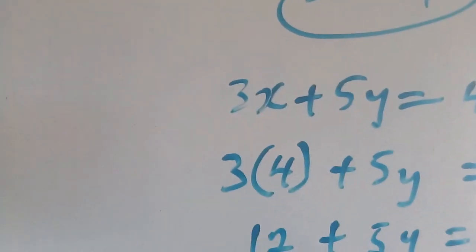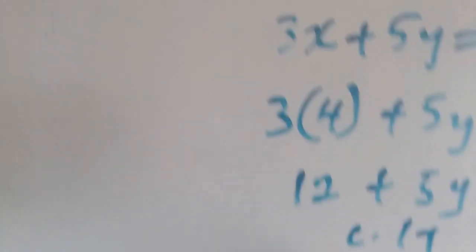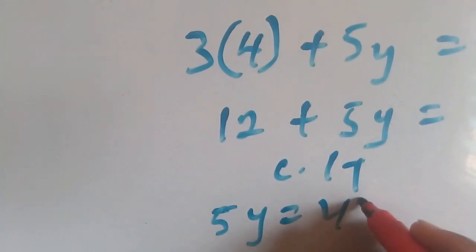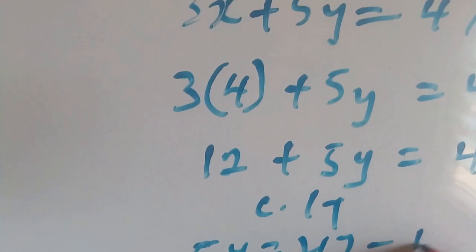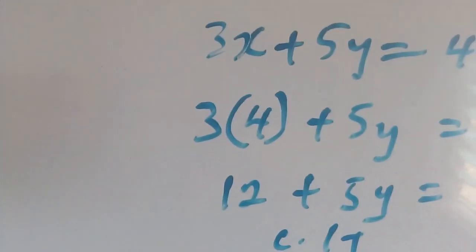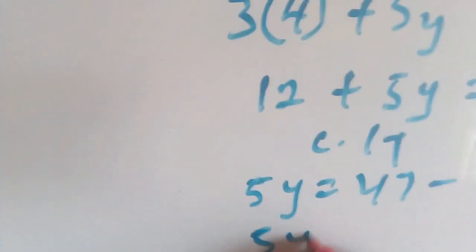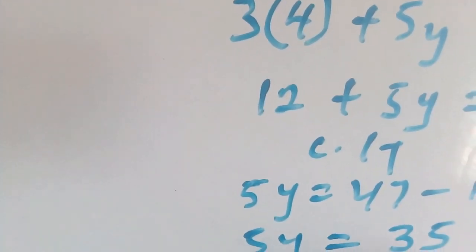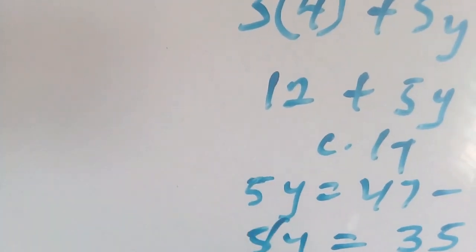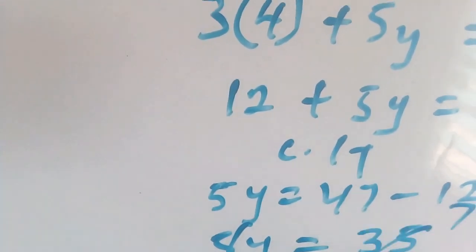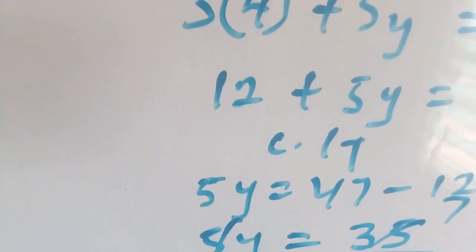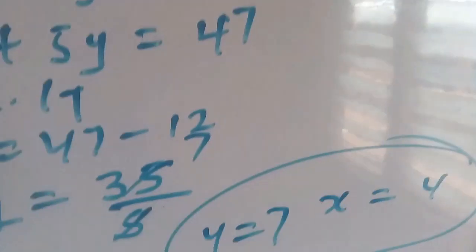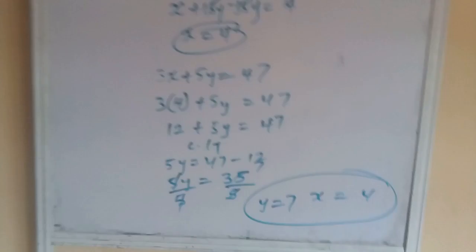So I will collect like terms. I have 5y equals 47 minus 12. 47 minus 12 will be 35. So 5y equals 35. Divide both sides by 5. Our y is equal to 7. So y equals 7, x equals 4. This is the solution to the simultaneous equations.